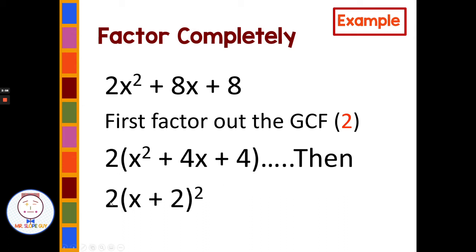I have to bring down the 2 because it needs to remain equal, but I factor this trinomial as x plus 2 quantity squared. Then I can double check and make sure that these factors can't be factored again. So x plus 2 doesn't have a GCF and is not a difference of squares. 2 is fine.